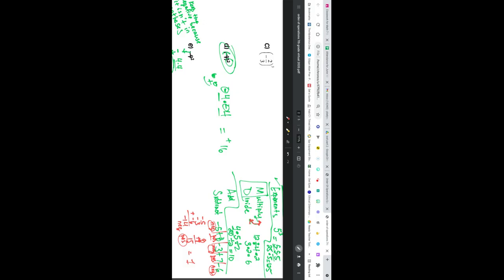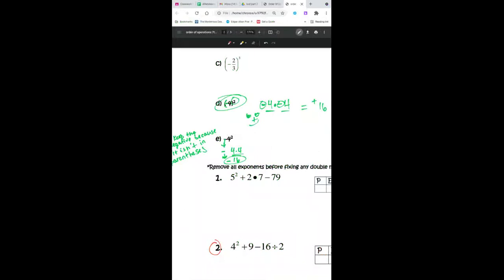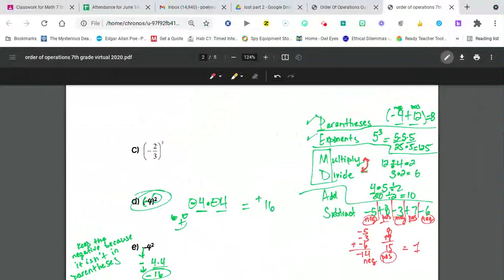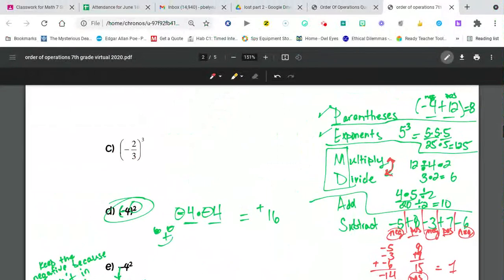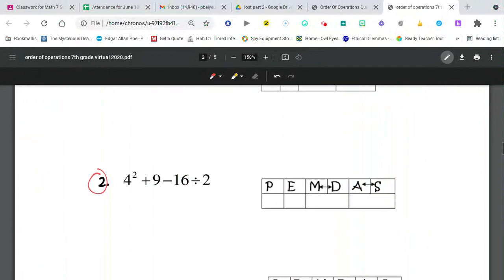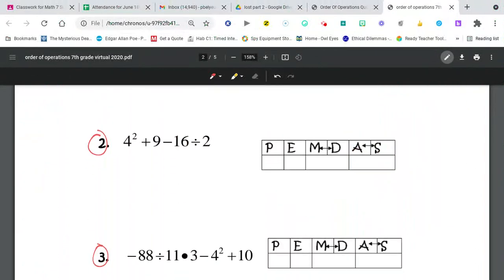All right, so the only one I want you to worry about, whether or not it comes first, is multiplication and division. That's why I have that box around it. Sometimes you multiply before you divide. Sometimes you divide before you multiply, all depending on which one comes first. All right, so we're going to take a look at number 2, and we're going to follow PEMDAS, guys. All right, so here we go.